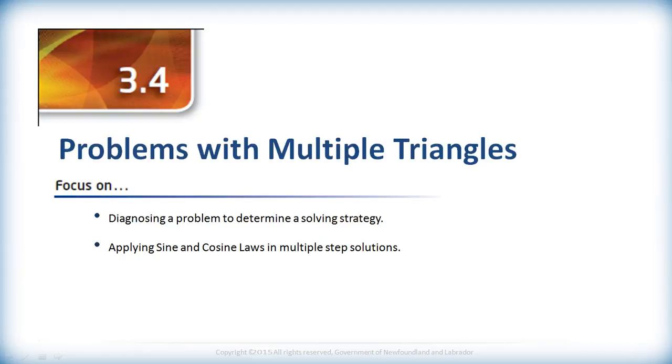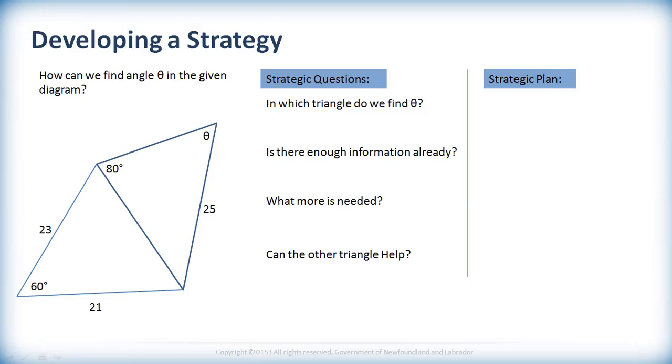So first of all, we're going to talk about strategies for this. So we're going to diagnose a problem, to determine an appropriate solving strategy, and then we're going to apply the sine and cosine laws in multiple steps to find a good solution. Okay, so here's a specific example that we'll use to show you how we figure out a strategy, and then after that, what we do to carry that plan out.